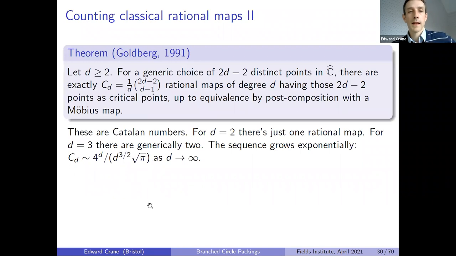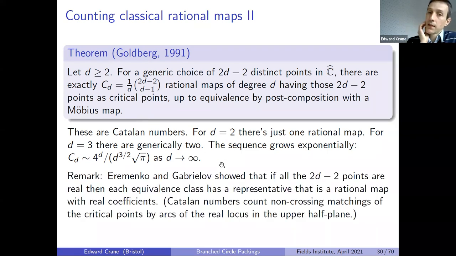And so what's the classical answer? The answer is the Catalan number of rational maps. So for degree d, if I give you a generic choice of 2d minus 2 points in the Riemann sphere, then the number of rational maps having those 2d minus 2 points as their critical points is this Catalan number. As long as I say that two rational maps, where one is given by composing the other one with a Möbius map, which doesn't change the critical points, are equivalent. So I'm counting equivalence classes of maps. Now this sequence only grows exponentially, so it grows slower than the previous sequence.